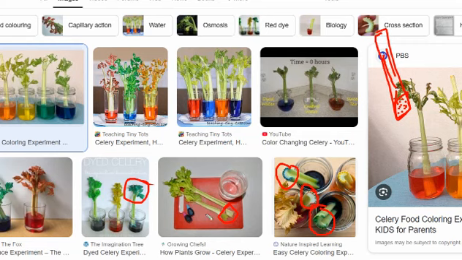It shows the movement of water from the root to the leaf. The roots absorb the water, and then it is transported from the root to the other parts of the plant by the stem or by the xylem vessels. So it proves that by an experiment.